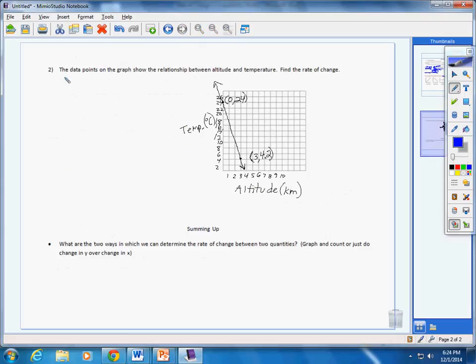Let's jump down to number 2. The data points on the graph show the relationship between altitude and temperature. Altitude is your height. So if I'm up on a tall mountain, I might be up really high. If I'm down in the Grand Canyon, I might be at a really low altitude. I might actually be below sea level, in the negative kilometers, because we always measure from sea level. Sea level is like our zero.